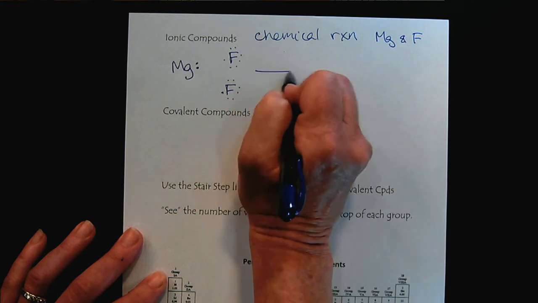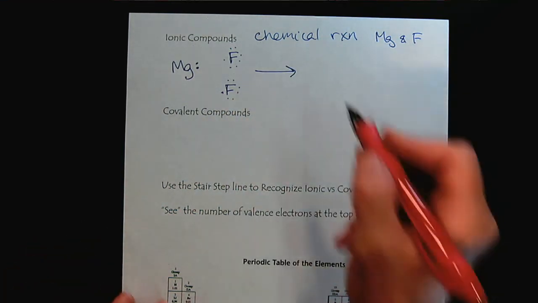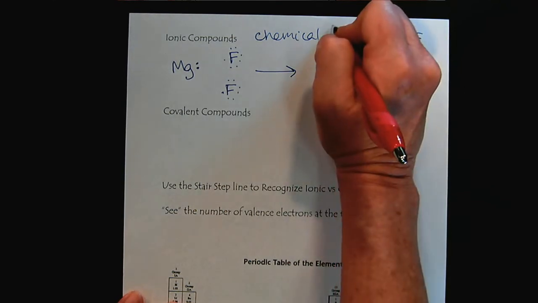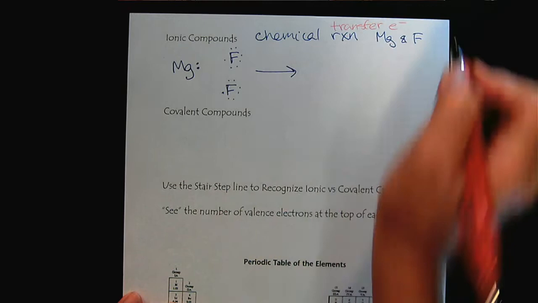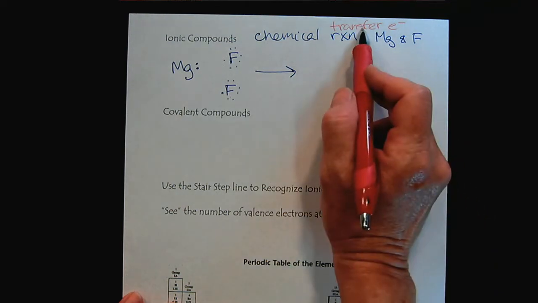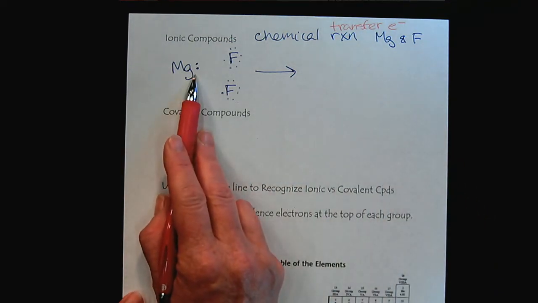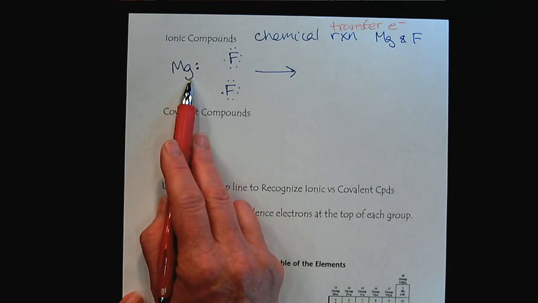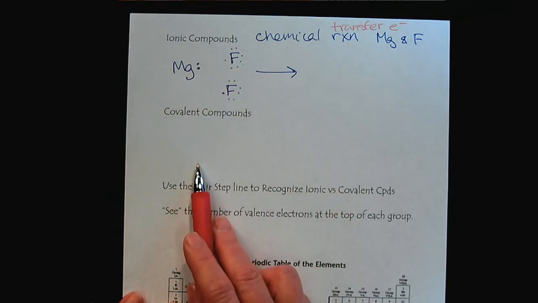And so with ionic compounds, remember it's an electron transfer. It's a chemical reaction. We transfer electrons. Anytime we're transferring electrons, that's a reaction. So we'll use curved arrows to show this transfer of electrons. Now magnesium, it needs to get rid of both of these electrons to have a full valence shell. But fluorine only has room for one.